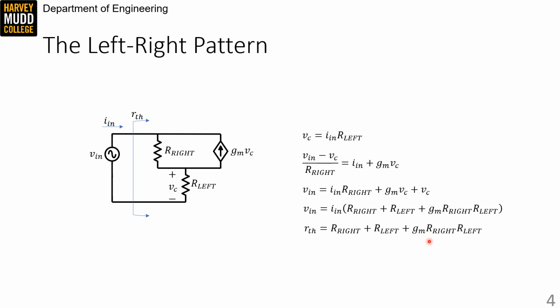This third term, which is the product of R right and R left, can be quite large. And so, as is the case with the RE booster, that boosted impedance comes from feedback.